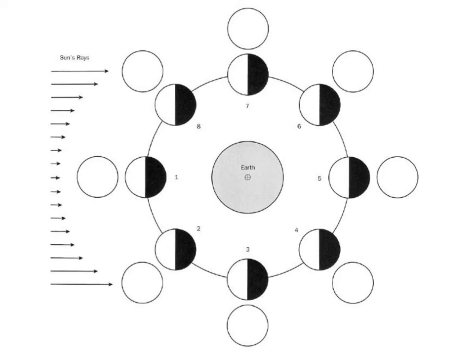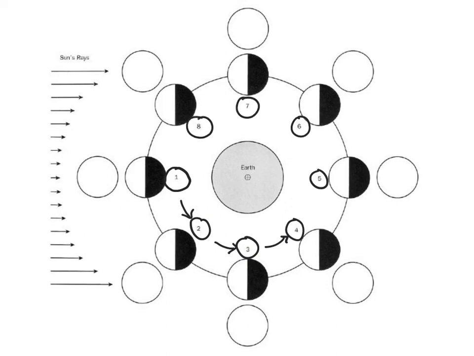So we are going to number our moons. We're going to start with position 1. Then we will go counterclockwise to position 2, to position 3, 4, 5, 6, 7, 8, and then back to our new moon. Okay, so now we're going to shade in what that's going to look like.